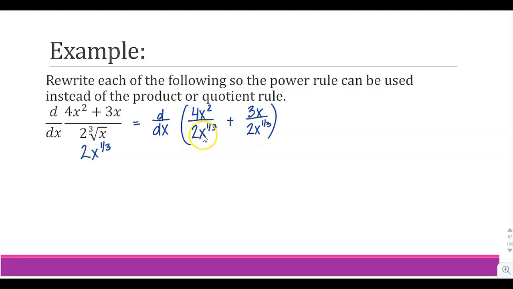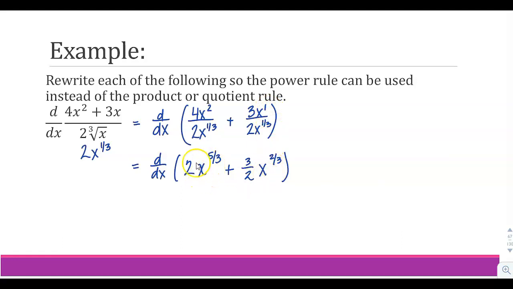So here, to simplify each of these terms, I can reduce the coefficients in front, at least on this first one. To reduce the variables, remember I subtract the bottom exponent from the top exponent. So I'd be subtracting 1/3 from 2 here. So I'd end up with the derivative of 4 over 2 is 2, and I'd end up with x to the 5/3. I'm subtracting 1/3 from 2. And then plus, the coefficients here don't reduce, so I have 3/2 x to the 2/3. So on this example, I would be subtracting 1/3 from 1, which gives me 2/3.